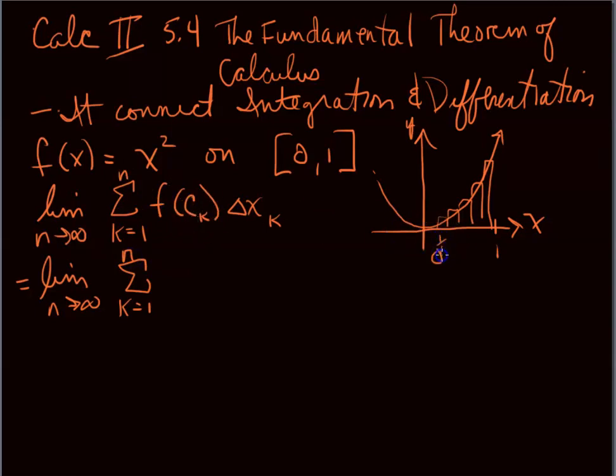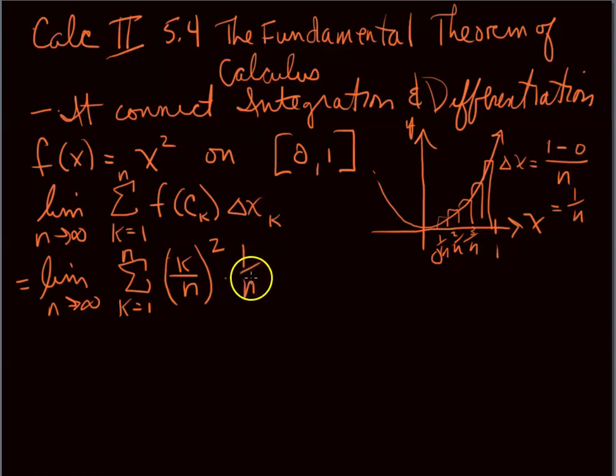We're going to put in 1 over n, and then 2 over n, and then 3 over n. So this is going to count 1, 2, 3. So it's really going to be k over n. But since it's the function squared, it's k over n squared. The delta x is going to be the maximum here, the 1, minus the 0, over n, or just 1 over n. So this is times the 1 over n. Let's work with this a little bit.